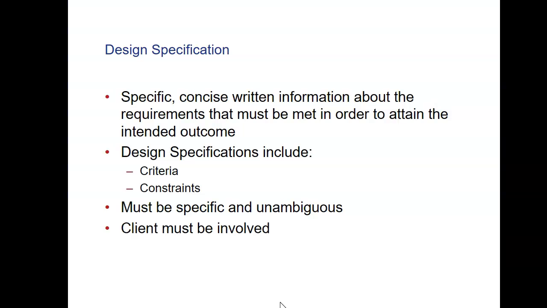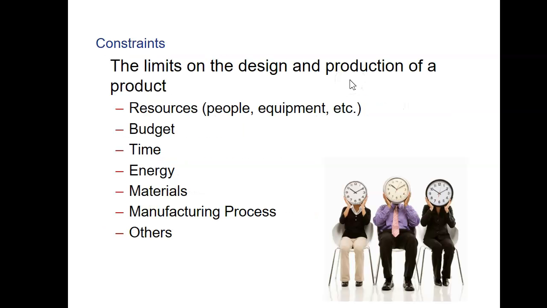Remember, when you're just putting together your design specifications and parameters, I think the most important words on this whole screen are specific and unambiguous. You should also have a client involved, so that means you need to get some input from stakeholders. When you're thinking about constraints, you have resources, which are people and equipment. You have budget, which is cash money. Time, that's always pressing. How much energy you have, the materials you have available, the manufacturing processes available to you, and things of that nature.